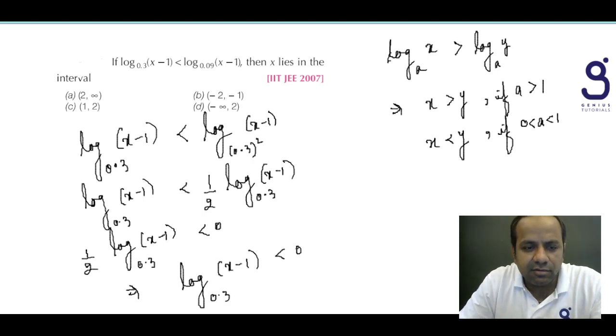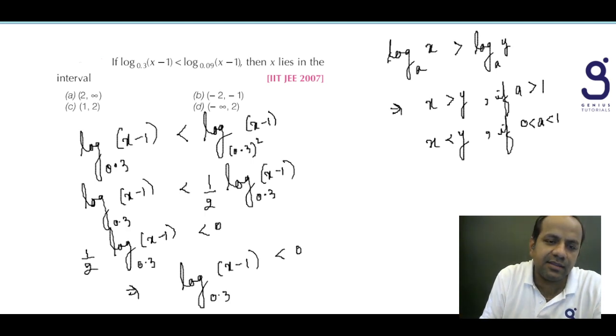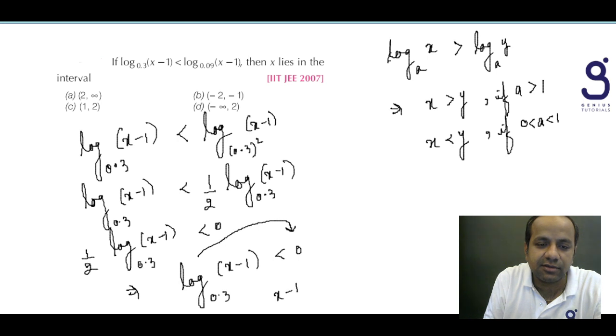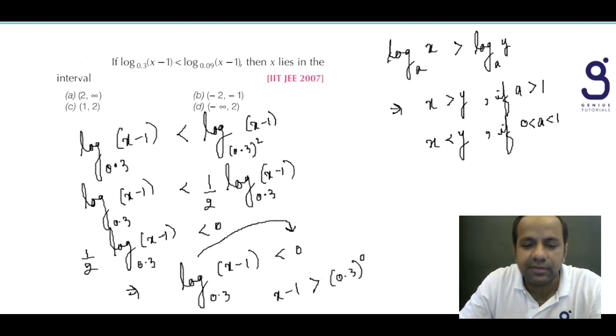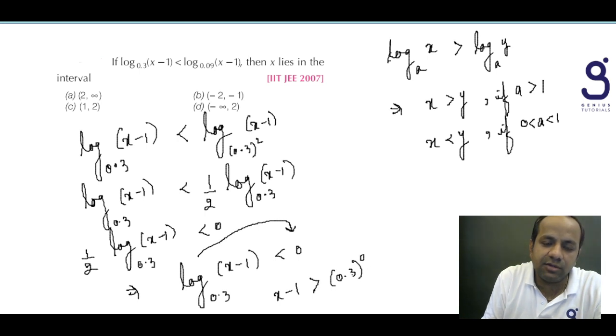Now here again see what the base is, base is 0.3 which is less than 1. Now if I bring this log on the right hand side, make sure the sign of inequality will change. That means x minus 1 will be greater than 0.3 raised to the power 0. Why did the sign change? Because the base is smaller than 1, it lies between 0 and 1. Okay, 0.3 to the power 0 will be equal to 1. We can say x minus 1 is greater than 1, or we can say that x is greater than 2.